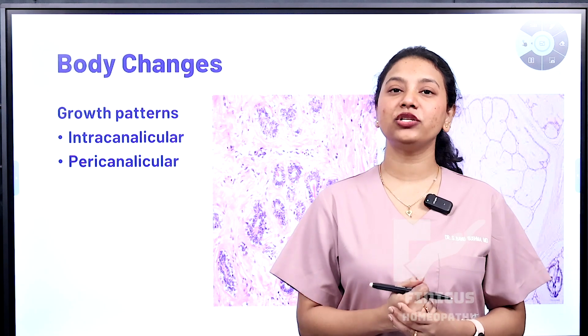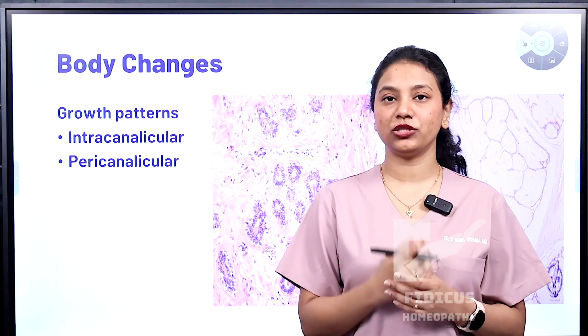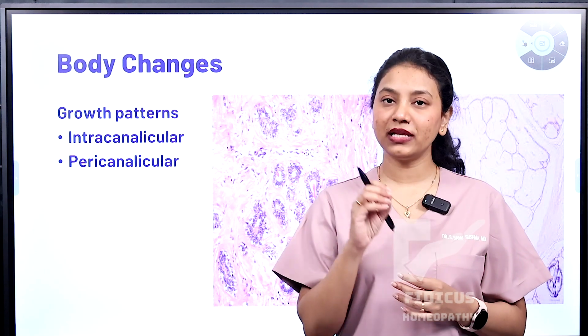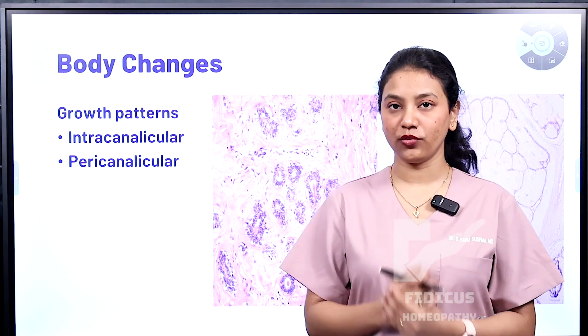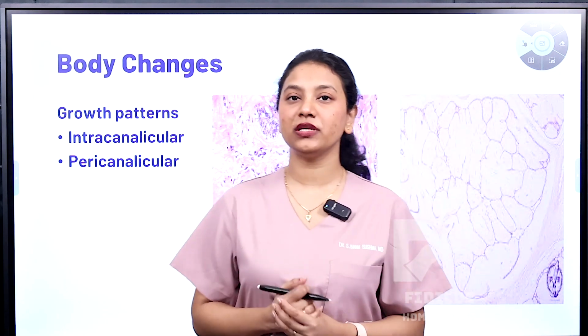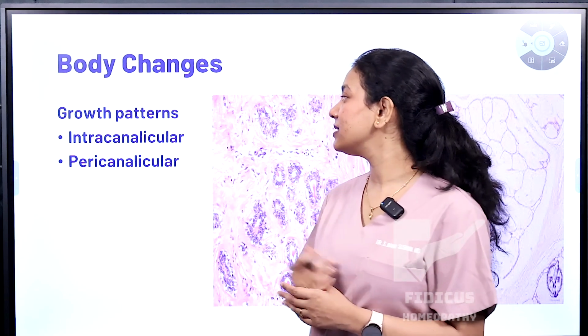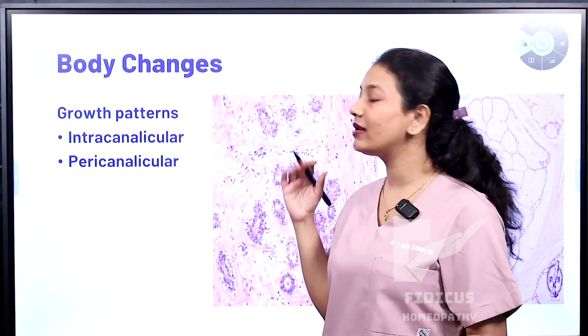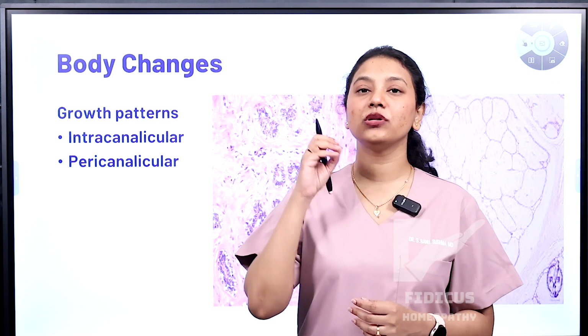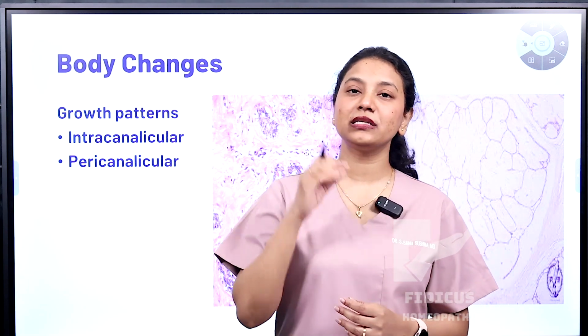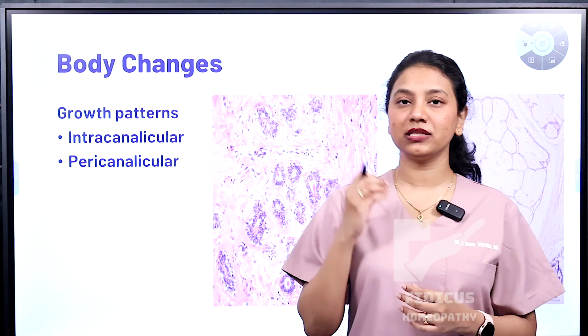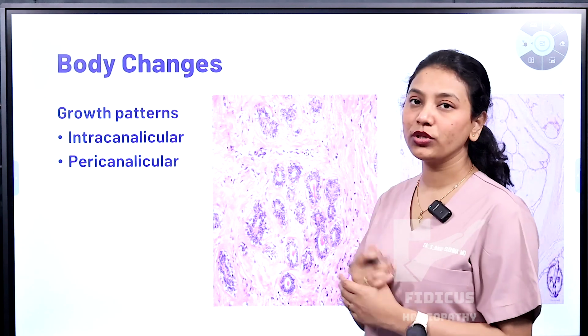Next, coming into the body changes. So what happens in the breast tissue when there is development of this fibroadenoma? Let us know about the points of these body changes. First thing is the intracanalicular and pericanalicular growth patterns and also the biphasic growth patterns. First, let us know in detail what happens in the starting and then we will discuss the growth pattern.